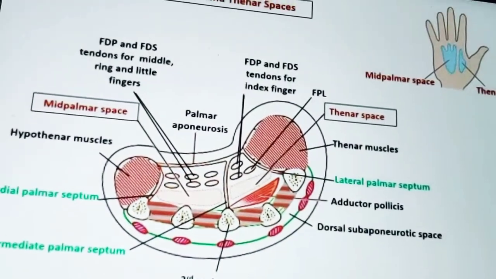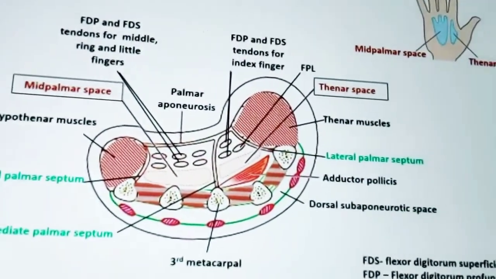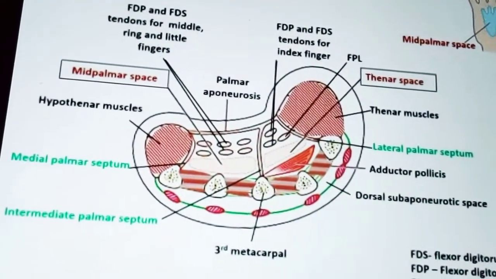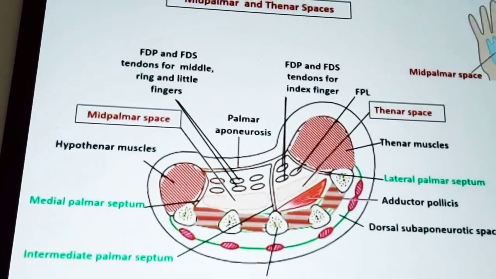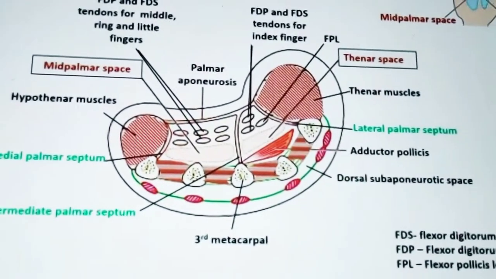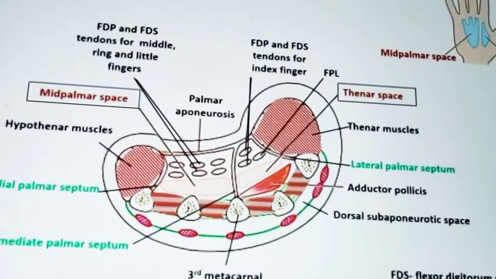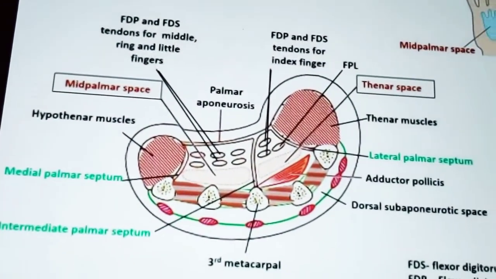So the boundaries are: anteriorly it has mainly the short muscles of the thumb, flexor tendons of the index finger, the first lumbrical, and the palmar aponeurosis. Posteriorly it has the transverse head of adductor pollicis. You can see here the adductor pollicis posterior to the thenar space. Also, laterally you will find the tendon of flexor pollicis longus with the radial bursa.